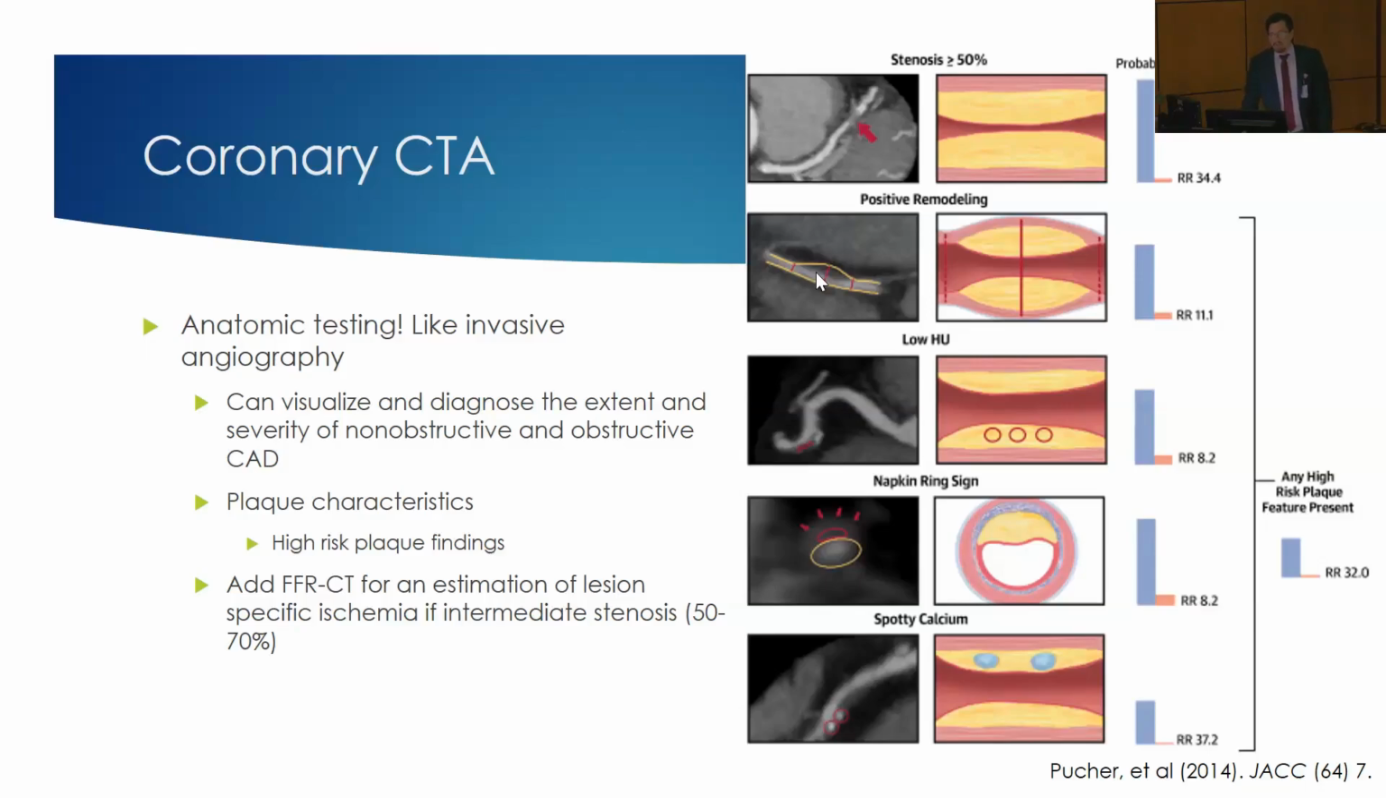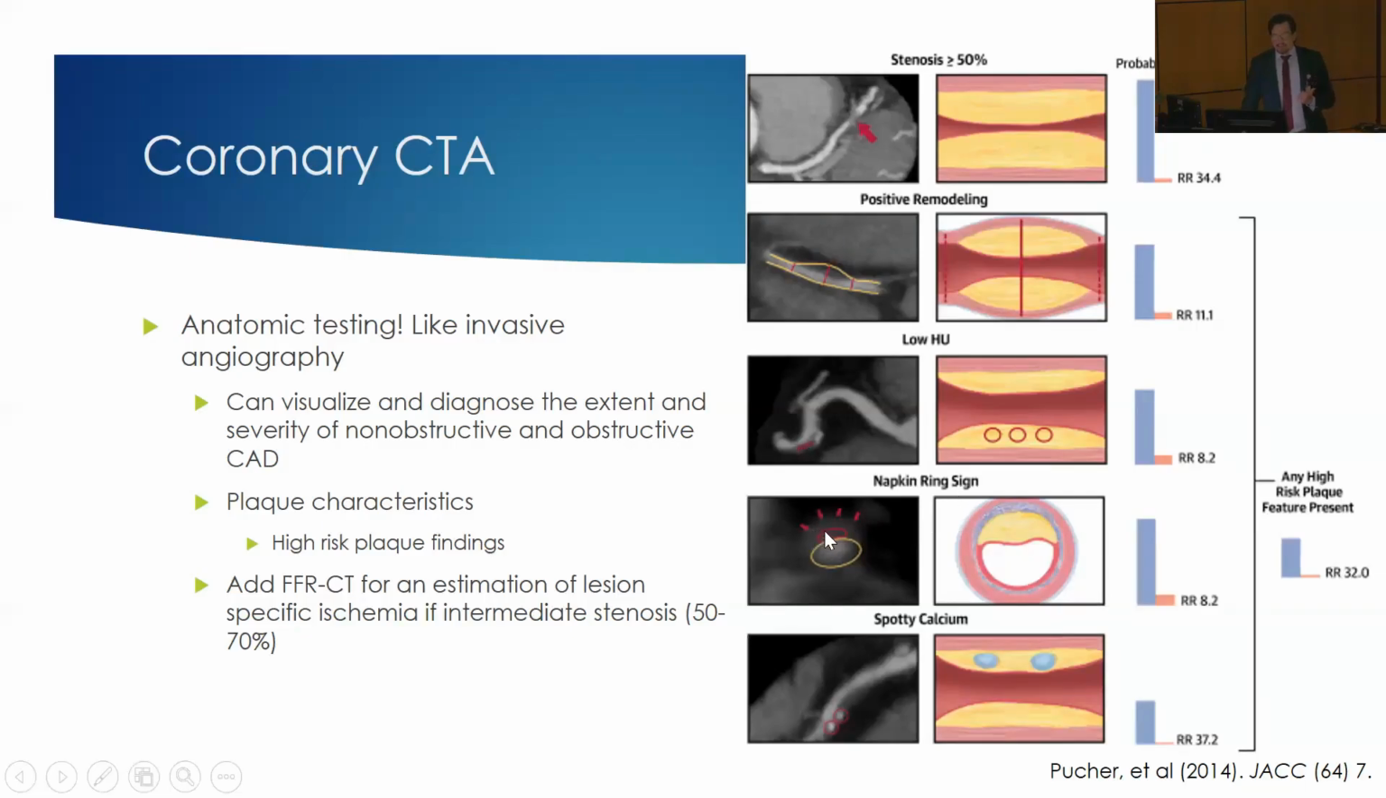Positive remodeling, meaning that the plaque is forming on the edge of the vessel wall, but causing the external part of the vessel to bulge outward. That's a high risk finding. If the plaque is very low attenuating or dark appearing, that can be a sign of imminent plaque rupture.